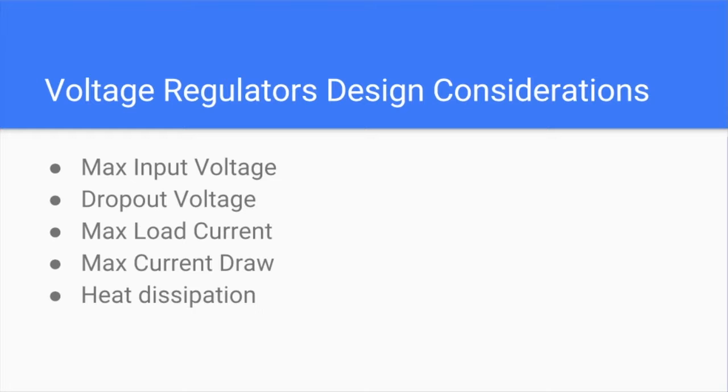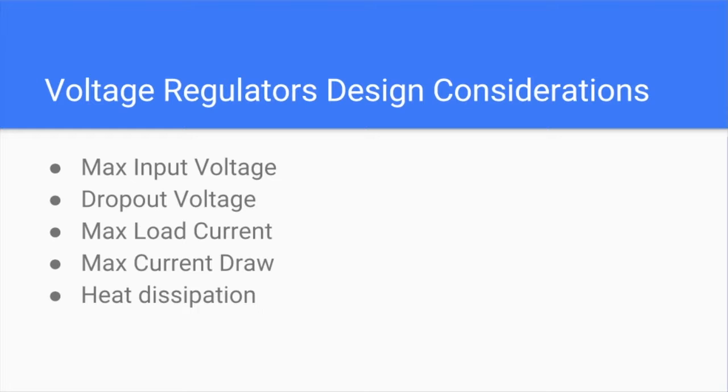Secondly is your dropout voltage. Your dropout voltage is the minimum difference you need between your input voltage and output voltage. So for example, if we have a voltage regulator that has a dropout voltage of 1 volt, and you want to output 3.3 volts, but you only provide 4 volts, there's only a 0.7 voltage difference, which is not enough for the dropout voltage.